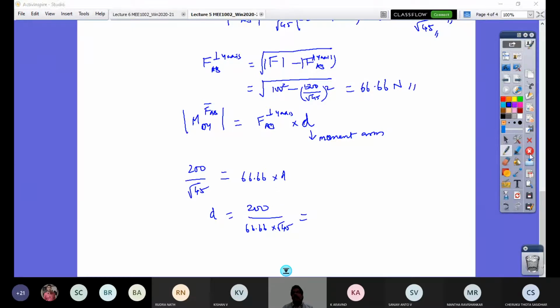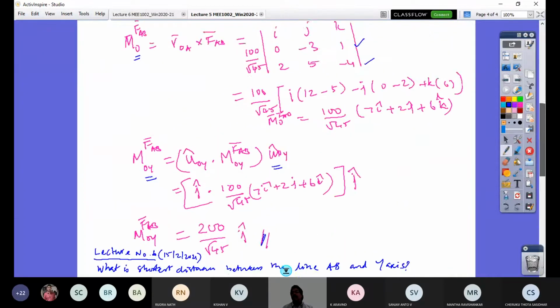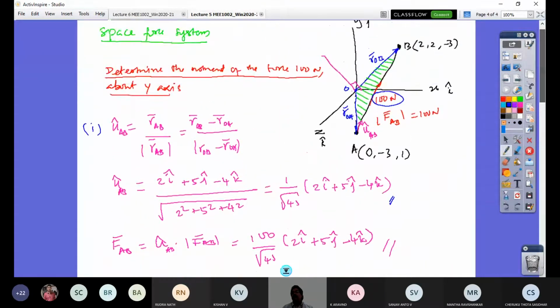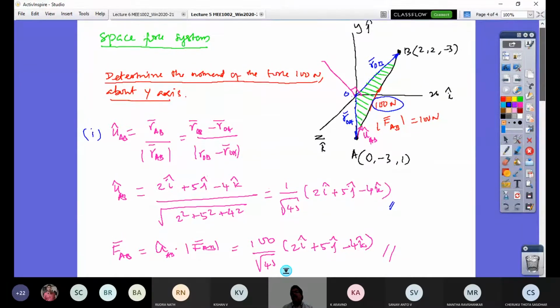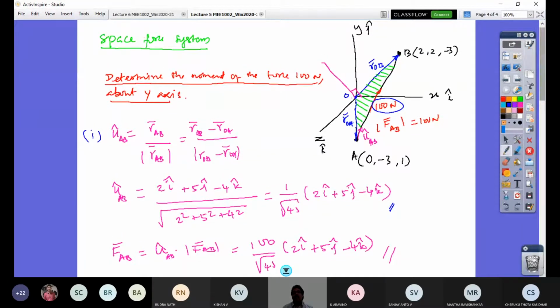So can you calculate and tell me? 447. 447 mm, or it is 0.447 meters, right? It is 447 mm. Any doubt in this? So the concept of moment of a force about a point and about a line, I could apply here conveniently to find out the shortest distance between two skew lines. The two skew lines here are the line AB and the line OY, y-axis.